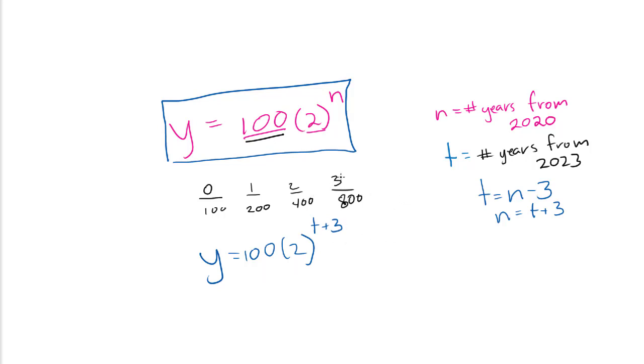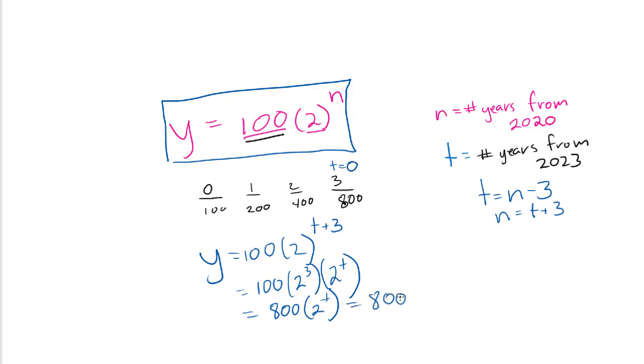What happens in year 3? Well, I get 100 times 2 to the t plus 3. Rearranging, I know that's the same as 2 to the third times 2 to the t. When I multiply exponents to the same base, I add those exponents. Well, 2 to the third is 8, so that really becomes 800 times 2 to the t power. And what is t in year 3? Well, in year 3, t is 0, because that's 2023. So that would be 800 times 2 to the 0 as a check. And that, of course, is 1.